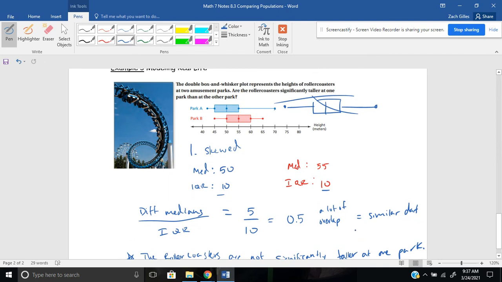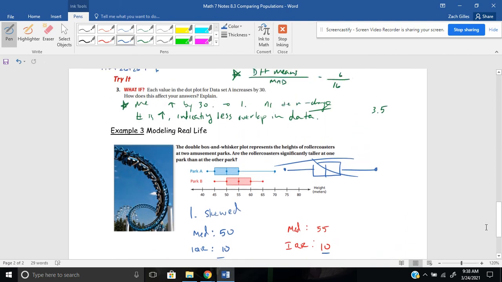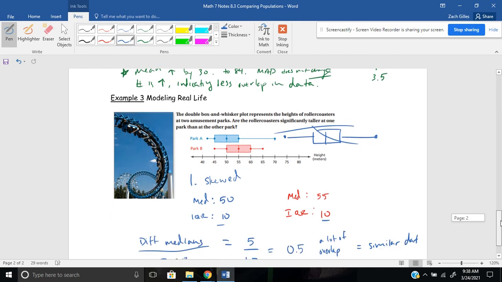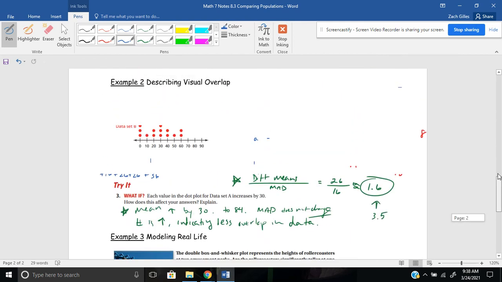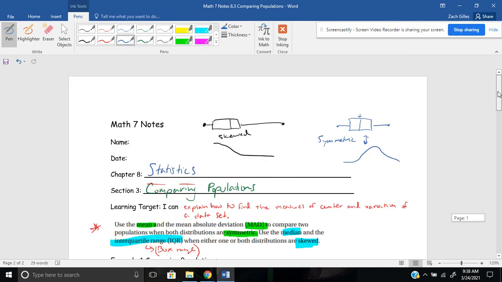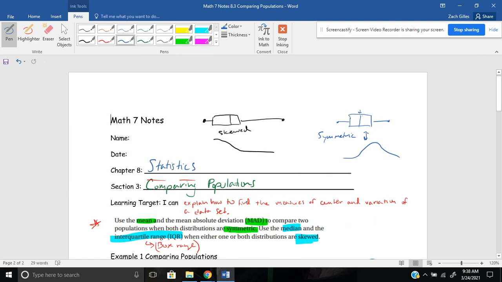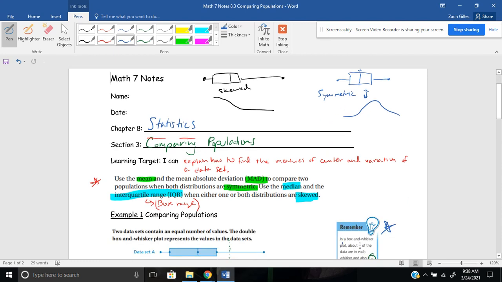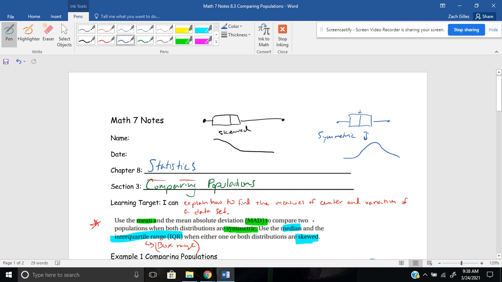All right. I'm tired of blabbing at you. I'm sure this lesson was kind of a mouthful and a lot of information to take in, but hopefully you can take something away from it and be able to compare different populations using box and whisker plots and dot plots. Let me know if you have more questions. I know when I first learned this, I did too.